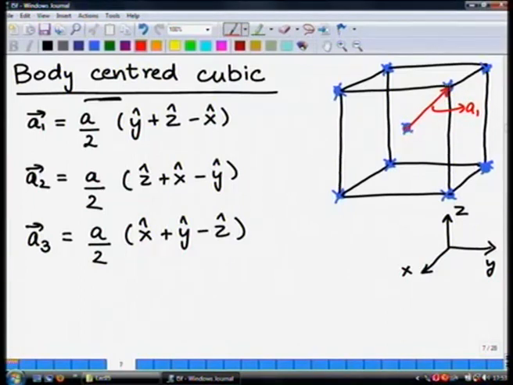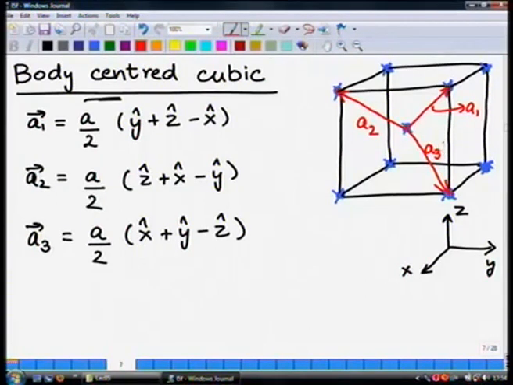And similarly, let us do A2. For A2 we move half in the z direction right here, and then we move half in the x direction, and then we move in the minus y direction right here, and then locate this A2 point. So, this must be the A2 vector. Similarly, for the A3 vector, in the x direction let us move half, in the y direction we move half, and in the z direction we move half right here, and this is therefore the A3 vector.